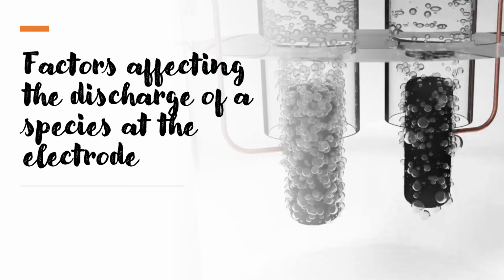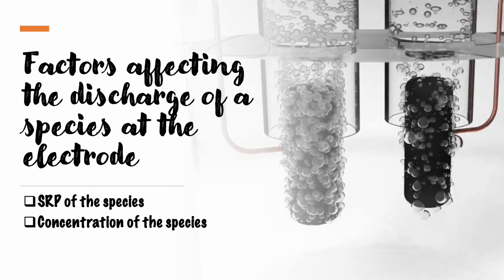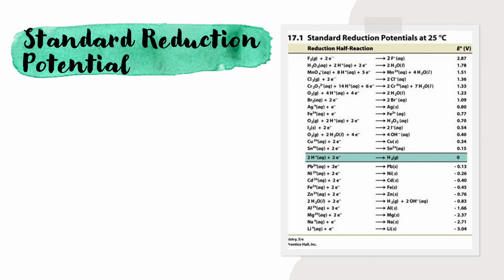Factors affecting the discharge of a species at the electrode are: first, the SRP of the species, concentration of the species, and the nature of electrodes or type of electrodes. The first factor is standard reduction potential.